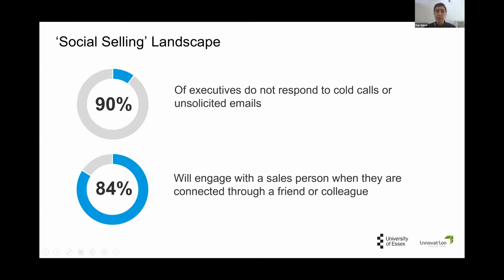And in terms of that B2B audience as well, the social selling landscape has fundamentally changed. So no surprises here, the top stat: 90% of people don't respond to cold calls or unsolicited emails anymore. But 84% of people will engage with a salesperson if they see they're connected through a colleague, an acquaintance, or a friend. And that's where platforms like LinkedIn work perfectly, because of course LinkedIn shows you your second, third and fourth degree connections.